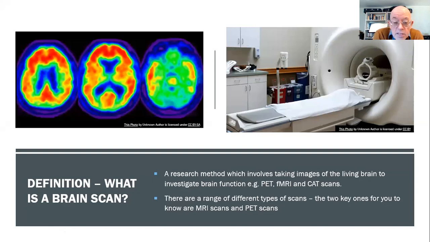Now, as far as the exam goes, and in terms of limiting what we need to study, the two that I'm going to focus on are the ones that you need to know about are MRI scans and PET scans. So those are the two. These ones are PET scans. And this is an MRI machine here, and we'll see more about that in a moment.